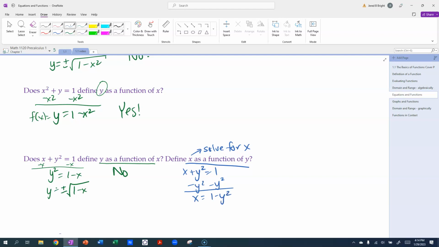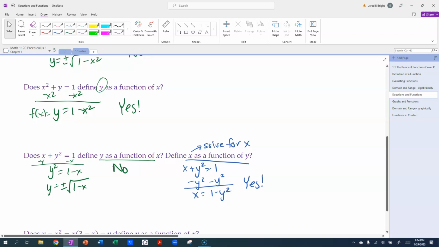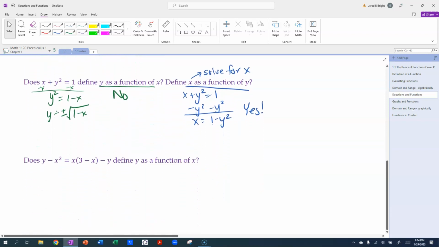So this language means we would insert y and we would find x based on that y value. So if I insert y, do this rule, and I get x, do I get a single x? Yep. So if I solve this expression for x, then x is a function of y.